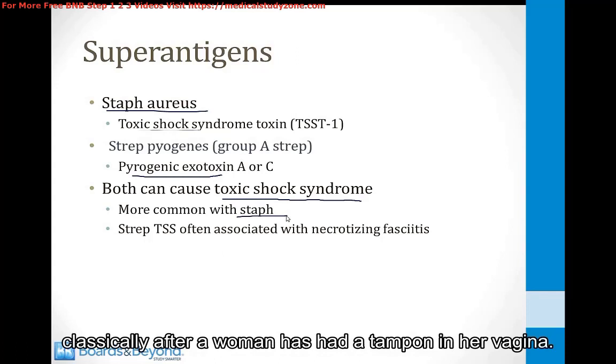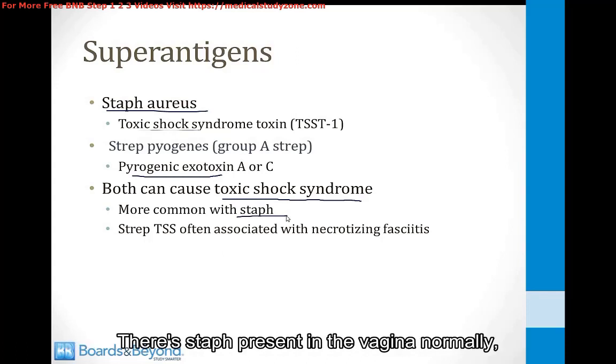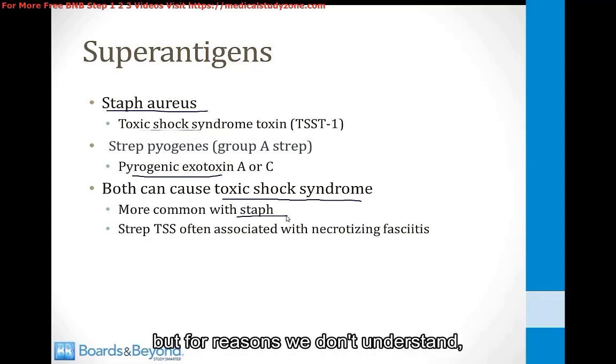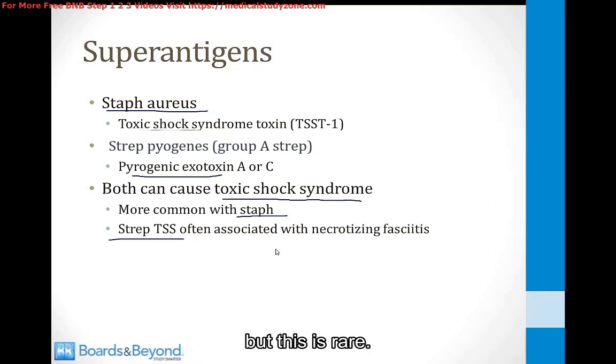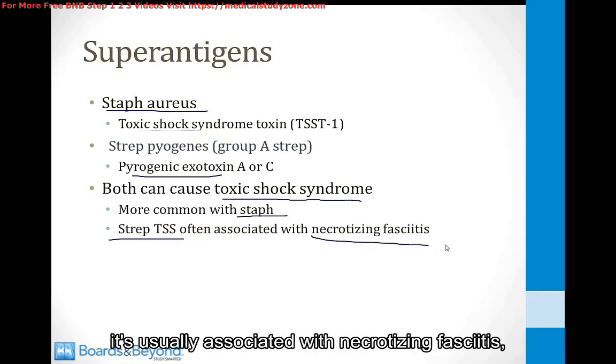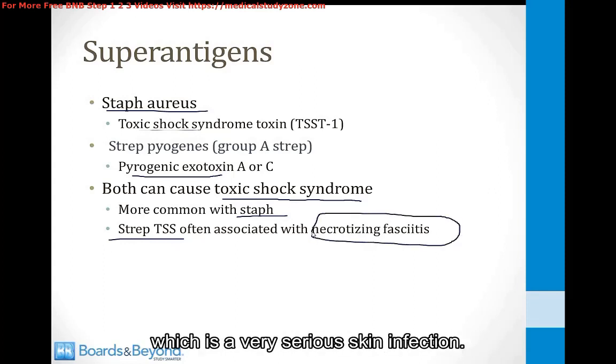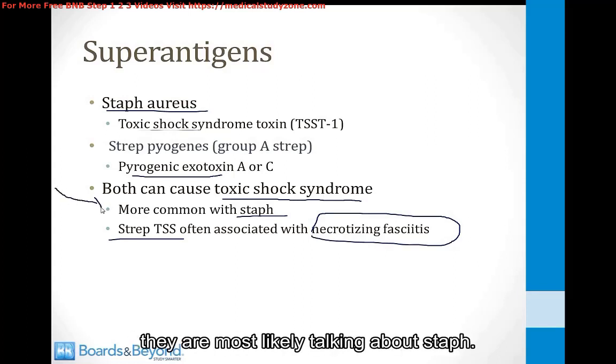Classically, after a woman has had a tampon in her vagina, there's staph present in the vagina normally, but for reasons we don't understand, sometimes it develops the ability to synthesize these superantigens, and it can cause the toxic shock syndrome. There is something called the strep toxic shock syndrome, but this is rare, and when patients have it, it's usually associated with necrotizing fasciitis, which is a very serious skin infection. On board questions, if they describe the toxic shock syndrome, they are most likely talking about staph.